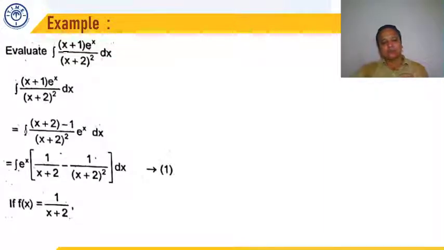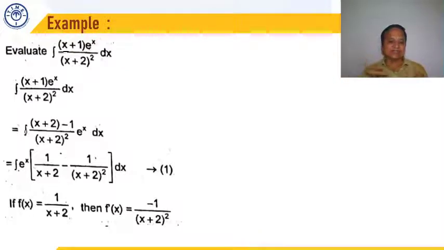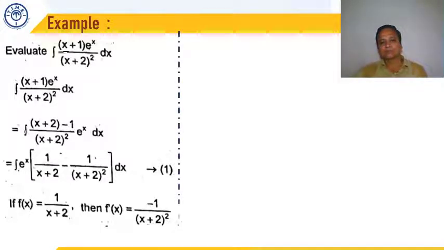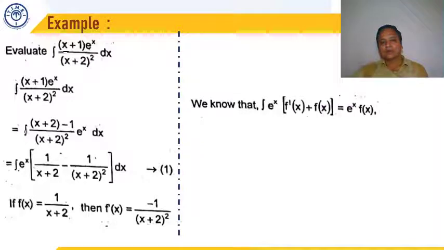If f(x) is equal to 1/(x + 2), then f'(x), its differentiation, is minus 1/(x + 2)², which is given. If f(x) is taken as 1/(x + 2), then f'(x) is minus 1/(x + 2)². We know that the integral of e^x [f'(x) + f(x)] is equal to e^x f(x). Please remember the result. Integral of e^x [f(x) + f'(x)] with respect to x is equal to e^x f(x). Standard result we can apply.